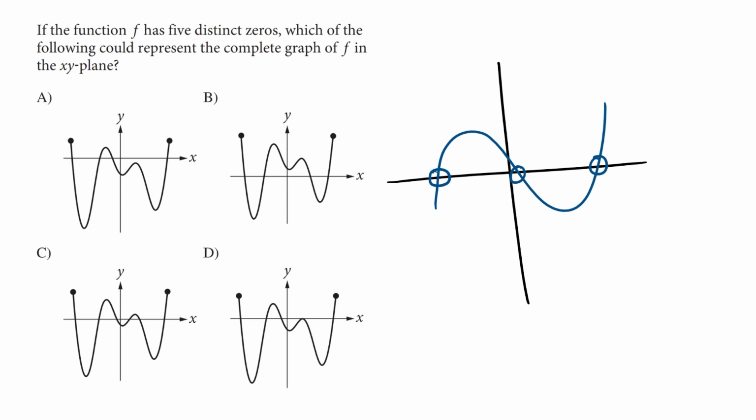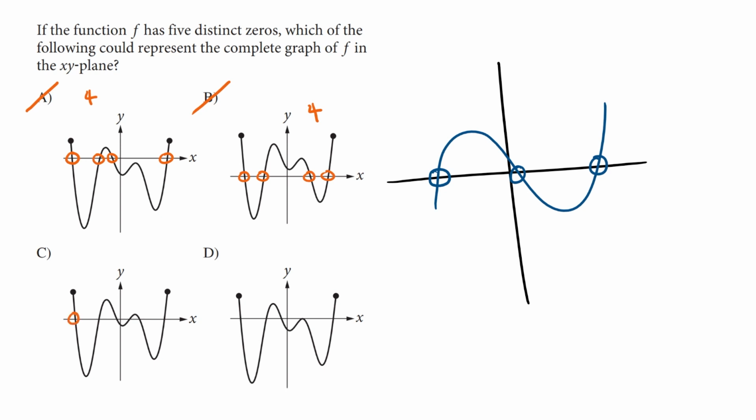So let's start with letter choice A. We have a 0 here, a 0 here, a 0 here, and a 0 here. There are no other zeros on this graph, so this only has 4 zeros, which means A is not our answer. So B. We have a 0 here, here, here, and here. Again, we only have 4 zeros, which means B is not our answer.